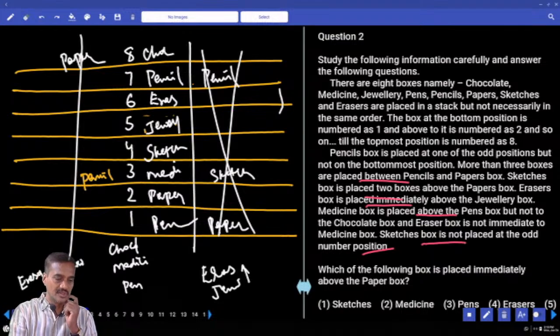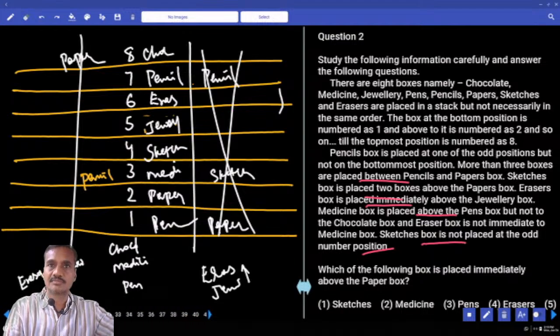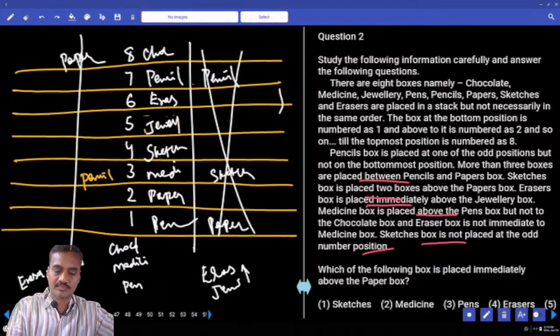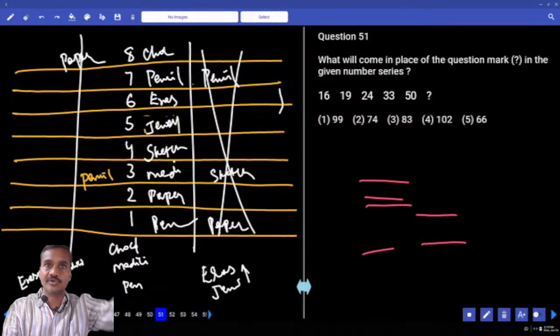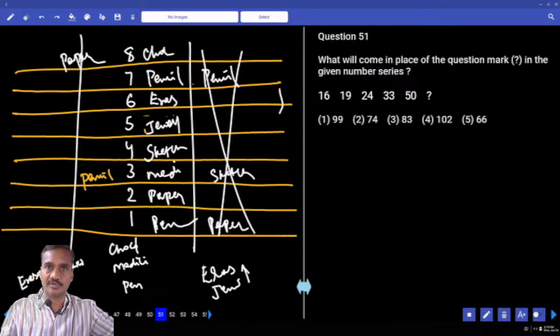Next one, are there any more number series? Numbers 51 to 55. Now in this question numbers 51 to 55. Now in this 51 to 55. Now coming back to this one.